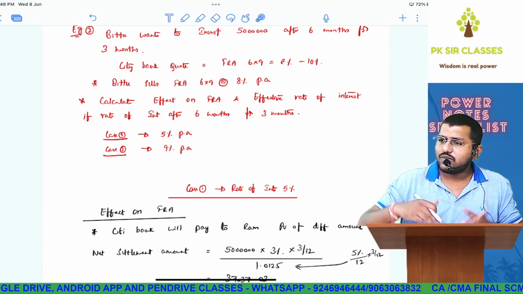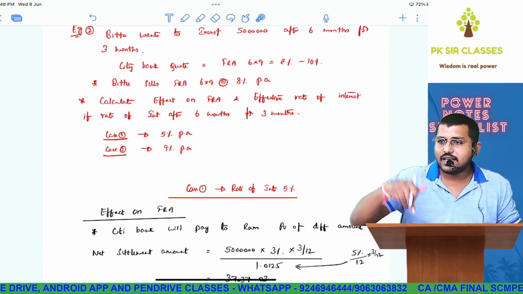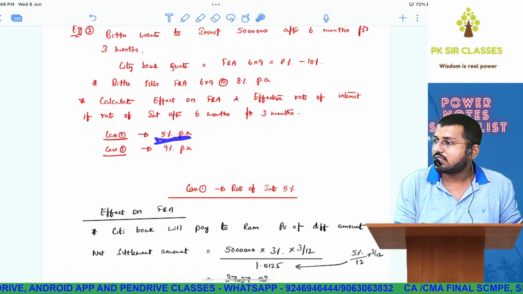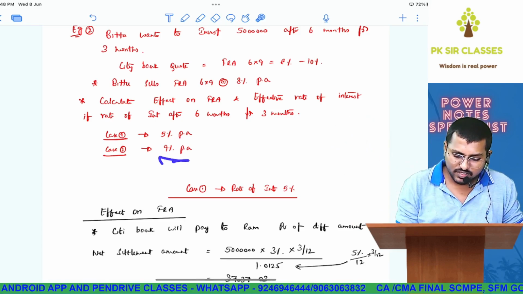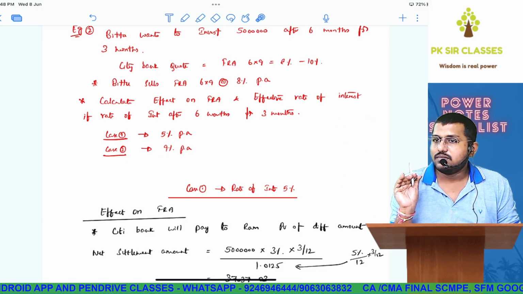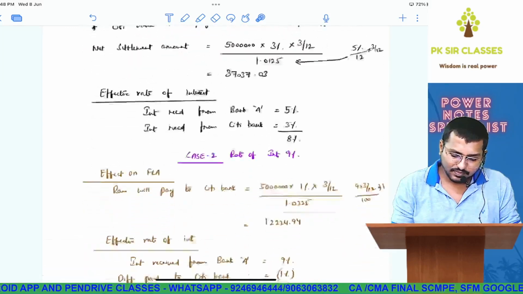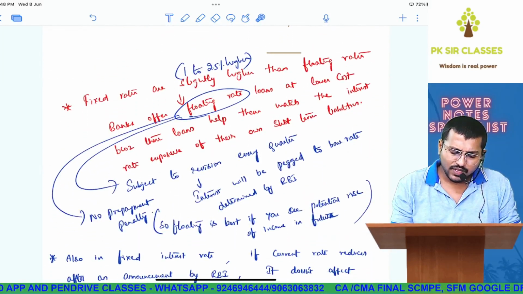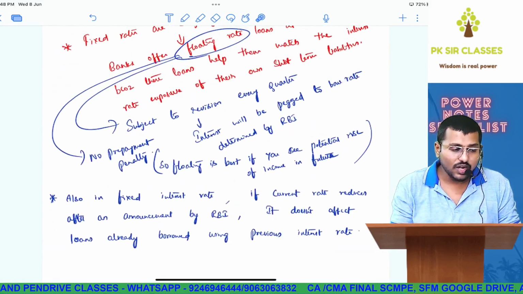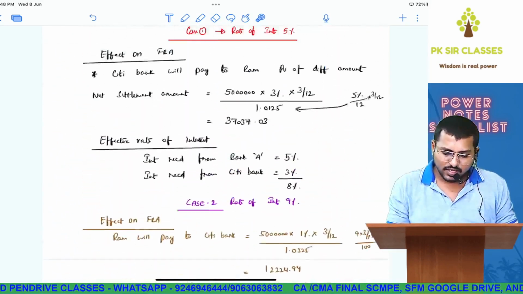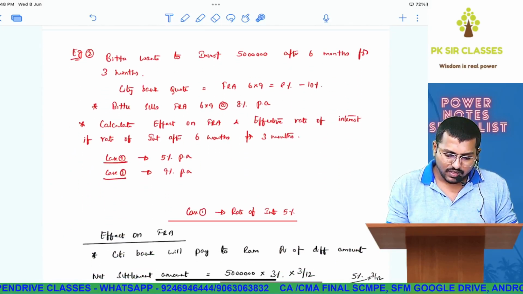When he's going to pay you, he will discount and pay you at that day's rate, which means 5% in this case. Correct? When you are going to pay him, you will also discount and pay him, which is 9%. Correct? And finally, we have seen why floating rate is better when compared to fixed rate, which we have already discussed. Got it? That's it. The intro part of this chapter is done.